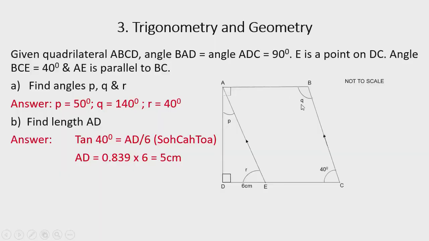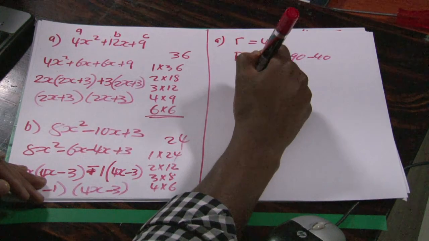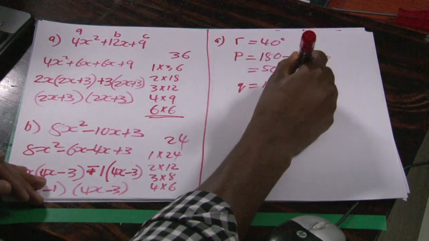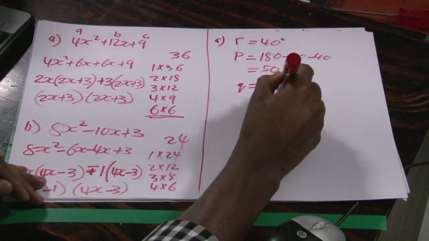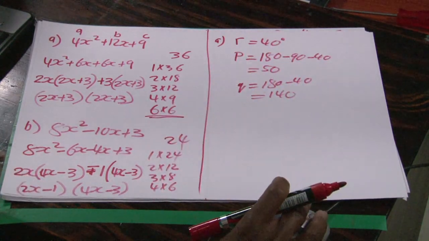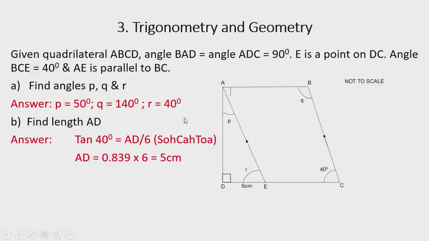Then how about Q? Q is there. How did you get the 140? This is a straight line here. So the angles on a straight line are supposed to add up to 180. Here we're already given 40. Now to get the 180 there, you just take 180 minus 40. So Q is equal to 180 minus 40, which will give you 140. That's now how we got those angles 50, 140, and 40.